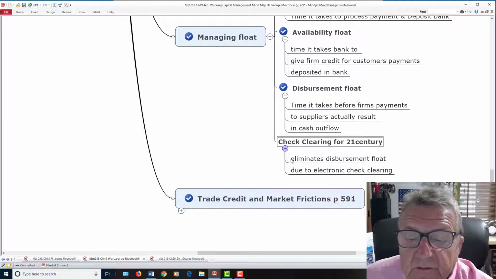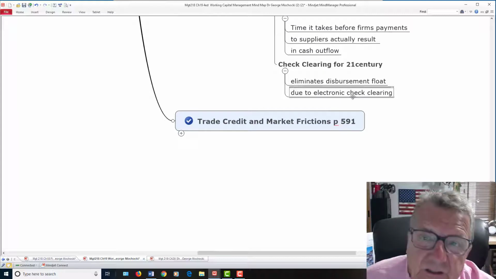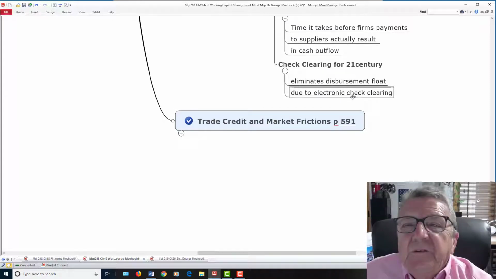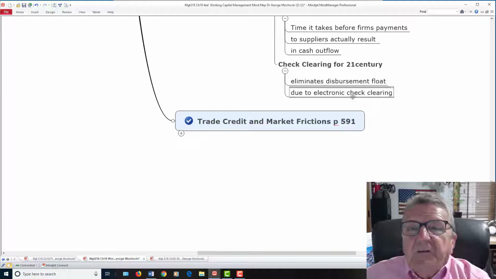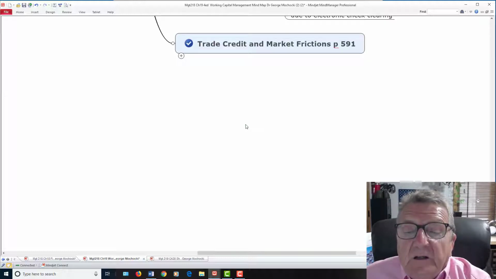Okay, check clearing under Check 21 eliminates this disbursement float due to electronic checking. It's almost eliminated, but people still use checks and everything else, so it's still there, just not to that extent. I'd rather have it instantly, because even the consumer knows it's paid and done, while I wait till the last minute.